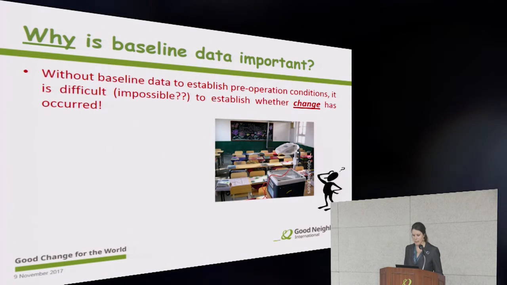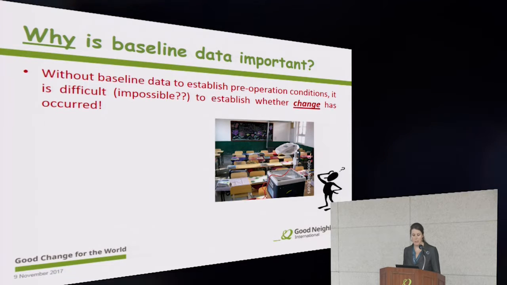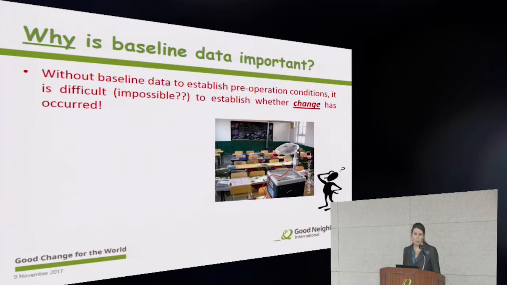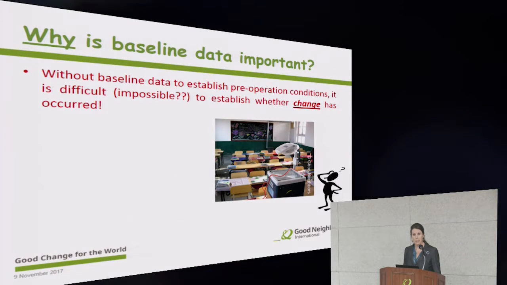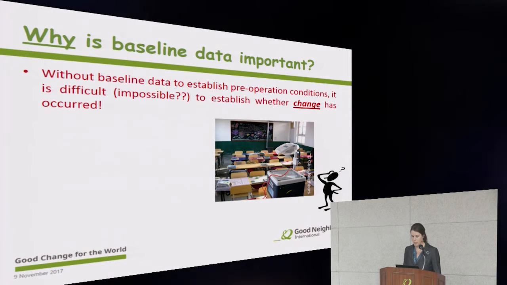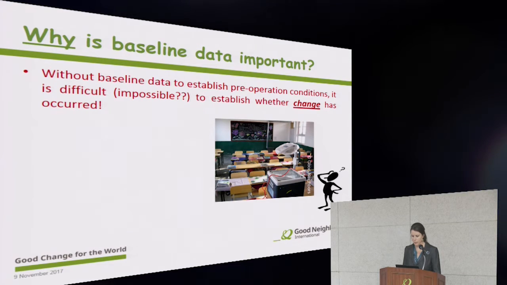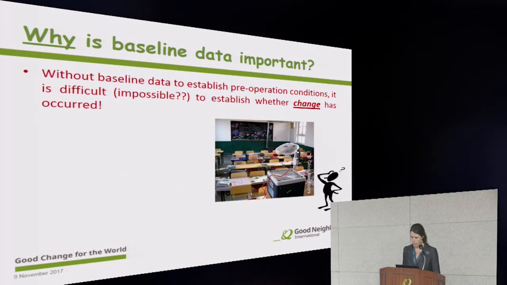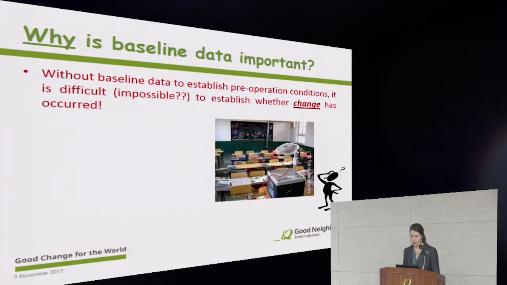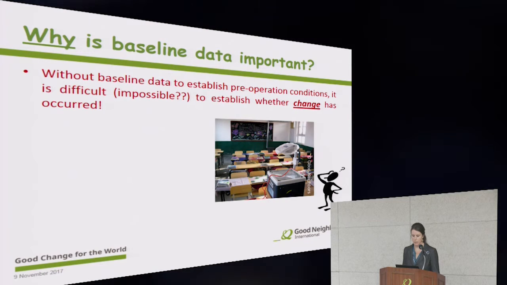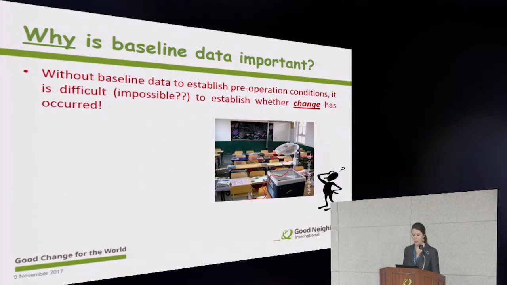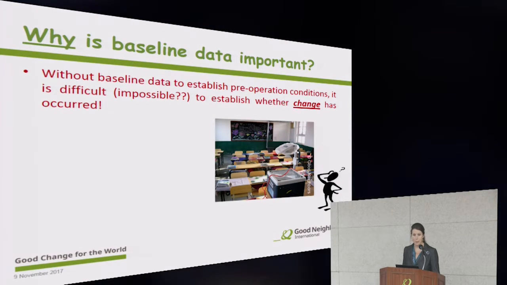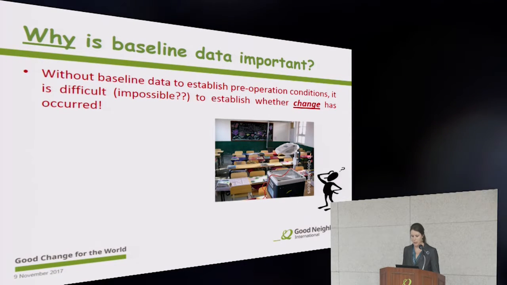So why is baseline data so important? Well, without baseline data to establish the pre-operation conditions, it's difficult, or really impossible actually, to establish whether any change has occurred. So let's look at this picture to see a visual example. This is a photo taken after completion of the project activity. So what do we see? We see a classroom, looks nice, but what can we tell by this picture? Not much, really, because we have no way to know what it looked like before.